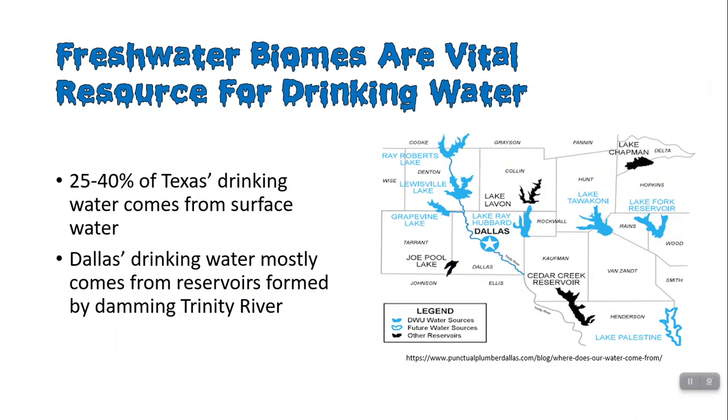Freshwater sources are very important because whenever you have a lake or a river, chances are good that somebody's getting their drinking water from there. For example, in Texas, about 25 to 40% of our water comes from surface water, and in Dallas, we primarily use surface water. So as much as it might gross you out, we get most of our water from the Trinity River. A lot of these reservoirs, in fact, I think pretty much all of them, are artificial. We dammed up parts of the Trinity River and let them fill up these reservoirs, and we use those for our drinking water.